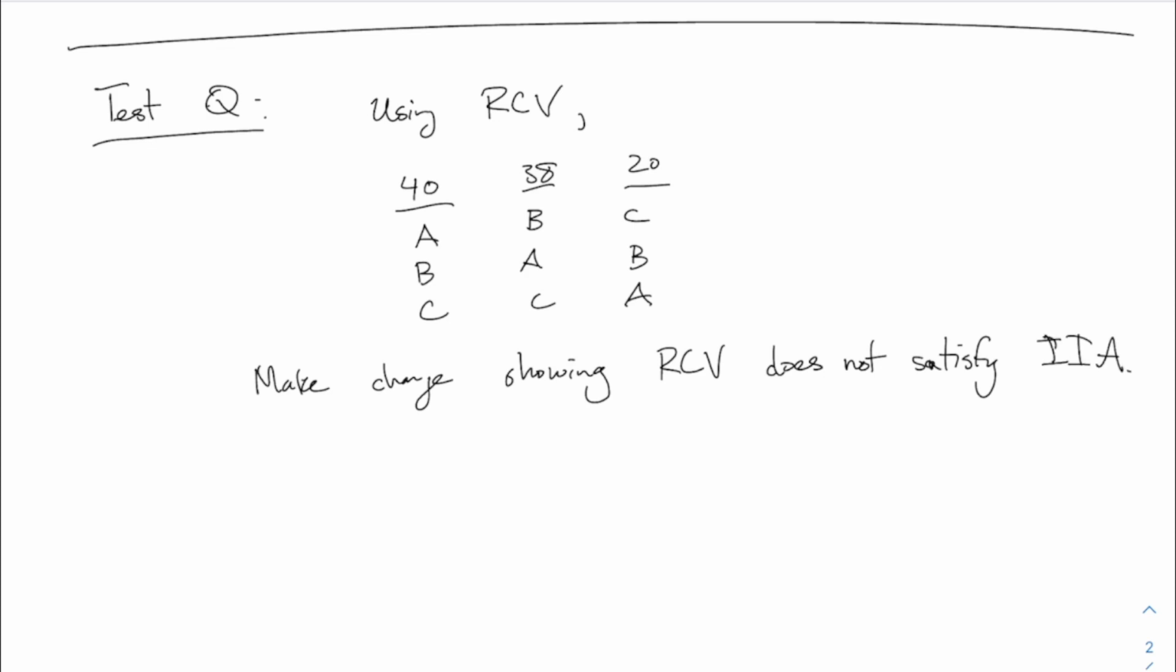There's a lot of jargon here. My apologies, there's nothing to be done about it. Make a change showing that ranked choice does not satisfy the IIA. Because B is the original winner, could it then be, for example, either in the middle row changing A and C, or could it also be in the other rows, A and C?